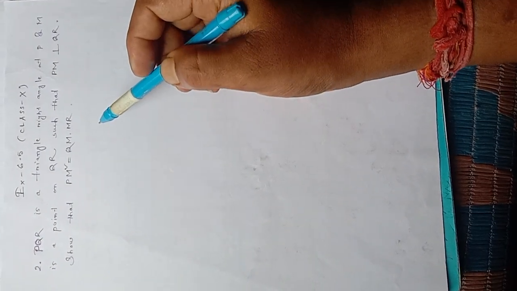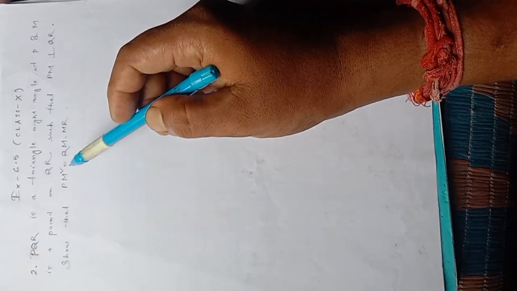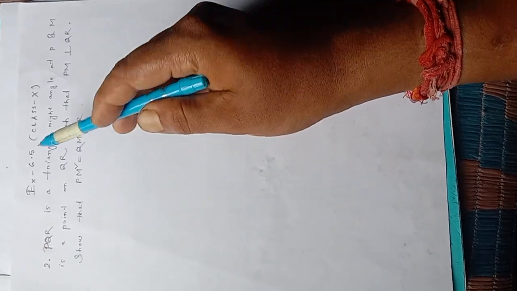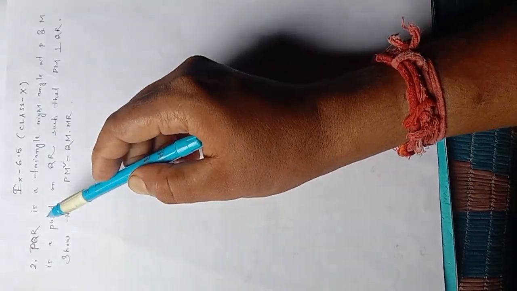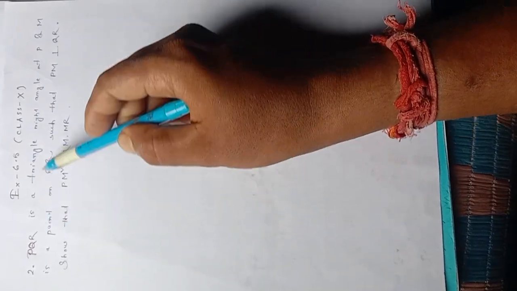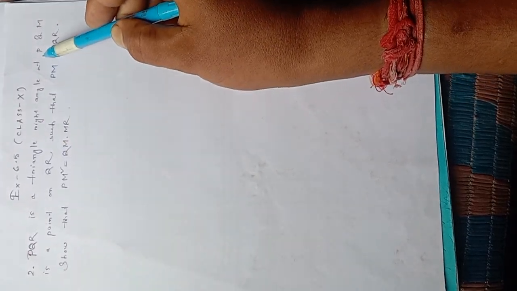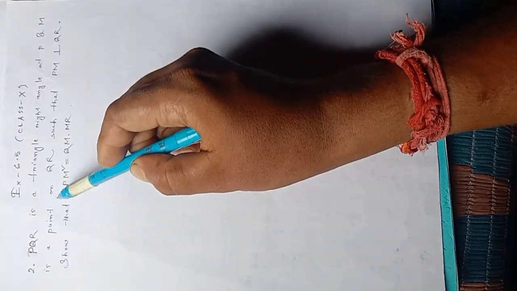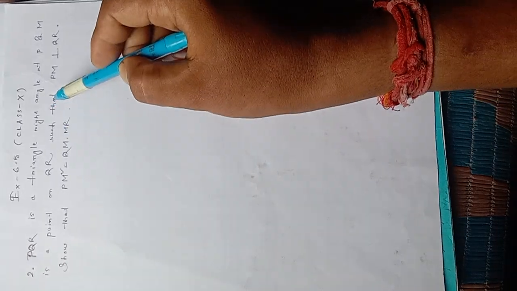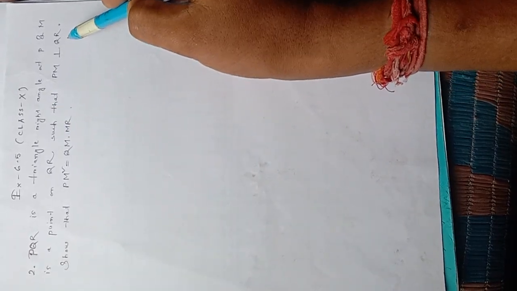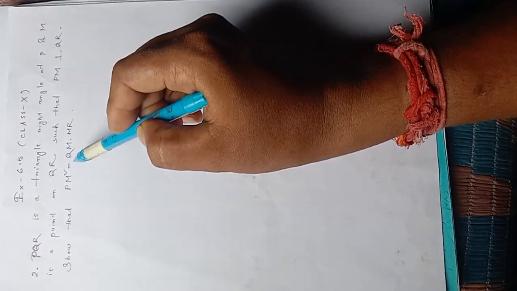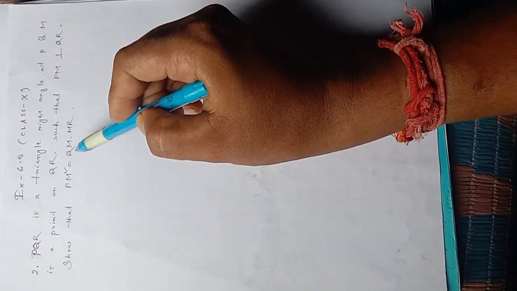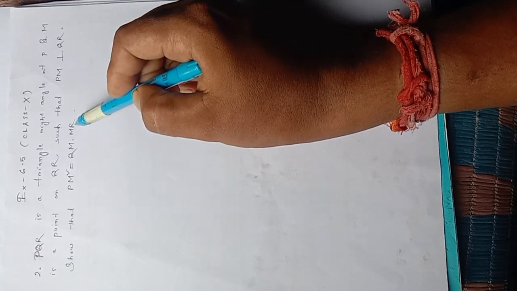Today I will try to solve one problem from the geometry section, and the chapter is 6.5 of class 10. See here, PQR is a triangle, right angle at P, and M is a point on QR such that PM is perpendicular to QR. So we have to prove PM square equal to QM into MR.